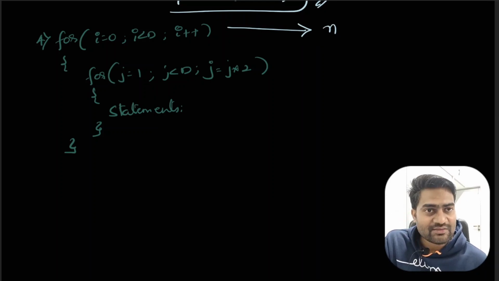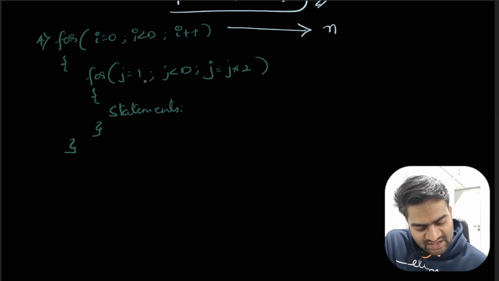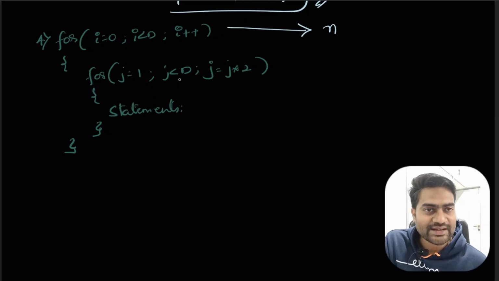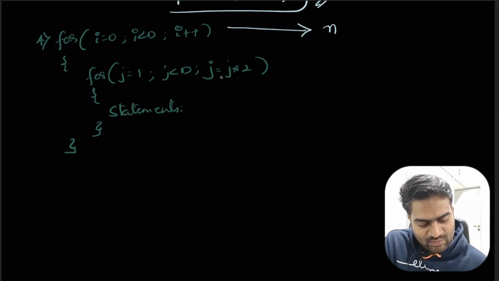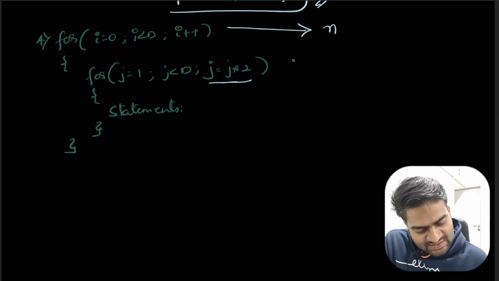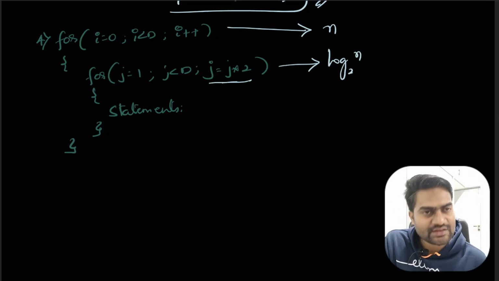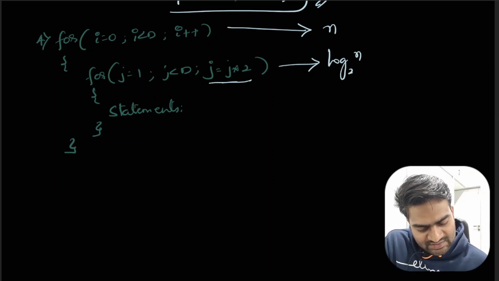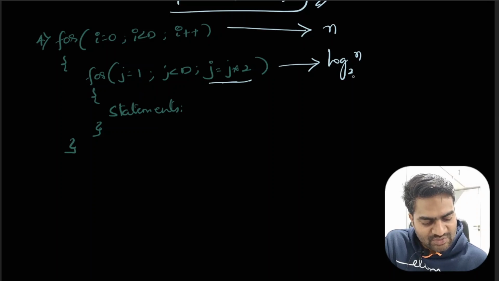Now if we see our second loop, it starts from 1, it runs until j is less than n, but j is getting incremented by j into 2. Okay, so it means it executes for log n to the base 2. This second for loop executes for log n to the base 2.